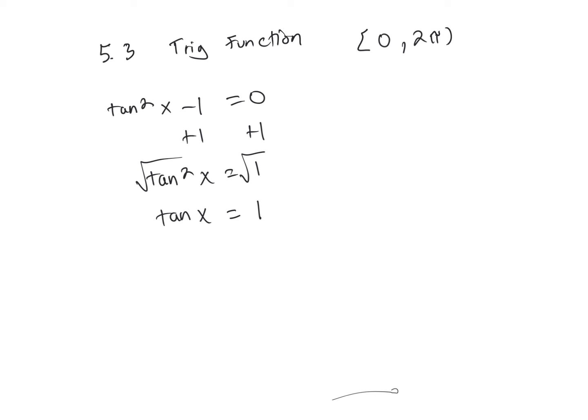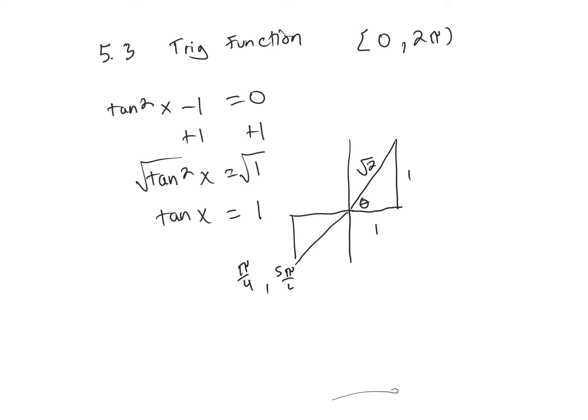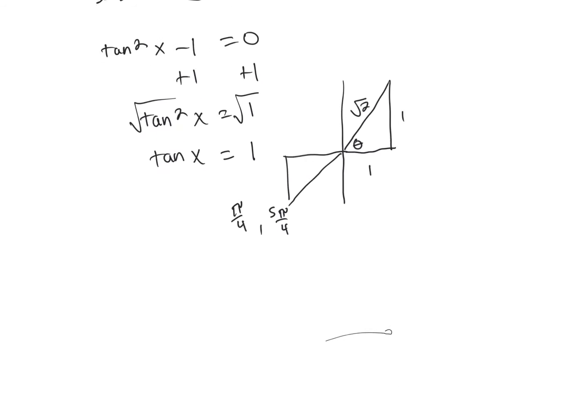And if we draw a picture, the tangent is positive in the first and third quadrant, and it's 1 over 1. Then we have a 45, 45, 90 going on. So this is a pi over 4, or in the third quadrant, it is a 5 pi over 4. So those are my two answers.